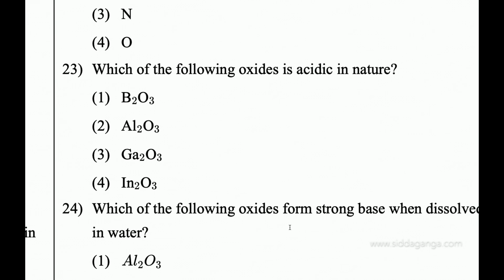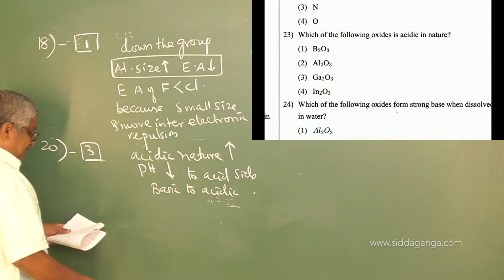Which of the following oxides is acidic in nature? Now you get an idea from the last question. Boron comes on the right hand side in the periodic table, it is in the 13th group. Aluminum is present in the 13th group, and boron is in the 13th group. Gallium and indium too, but B2O3 is acidic in nature. So on the right hand side, which of the following oxides is acidic in nature? Non-metal oxides are acidic.